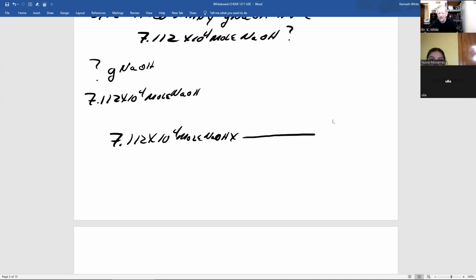Now, if we had a magic ratio, it's not magic, it's chemistry, that can convert moles of sodium hydroxide to our answer, what units do we want our answer to be in? Your turn to figure that out.